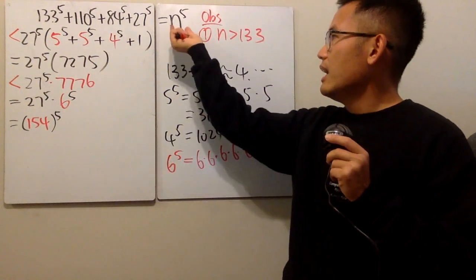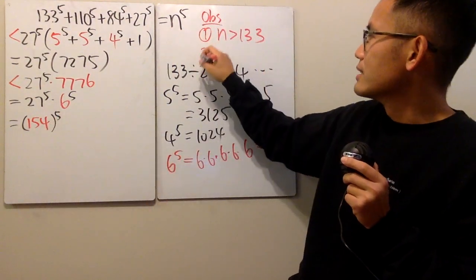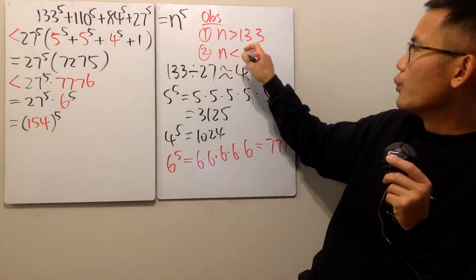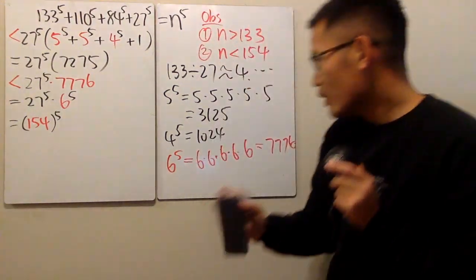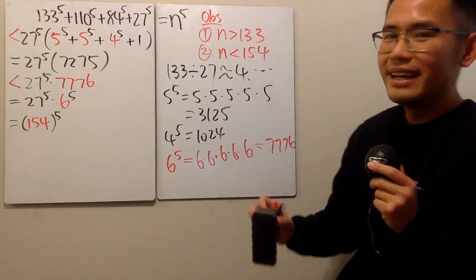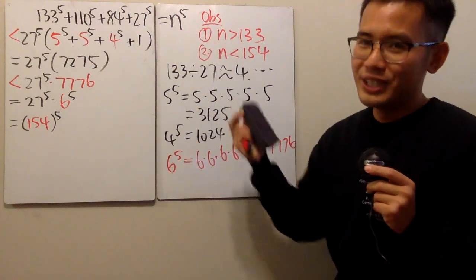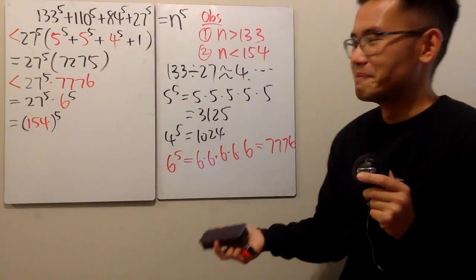Now we are saying n to the 5th power is less than this to the 5th power. So of course, we can say n is less than 154. Very good, huh? Now, of course, you can just go ahead and start with 134. Plugging it in and working it out. If it works, good. If not, try 135, plugging it in and working it out, and all that stuff, right?